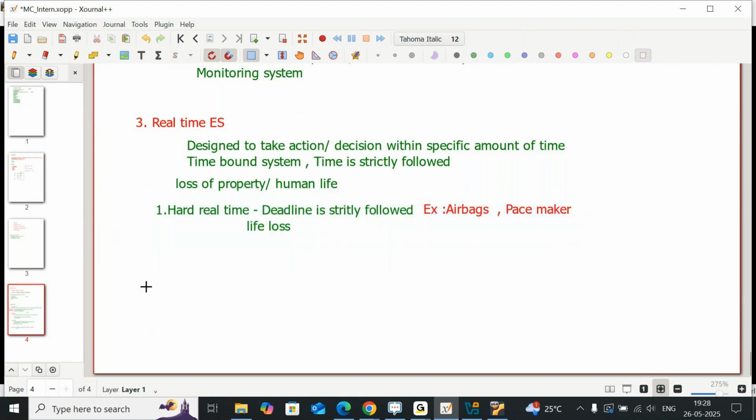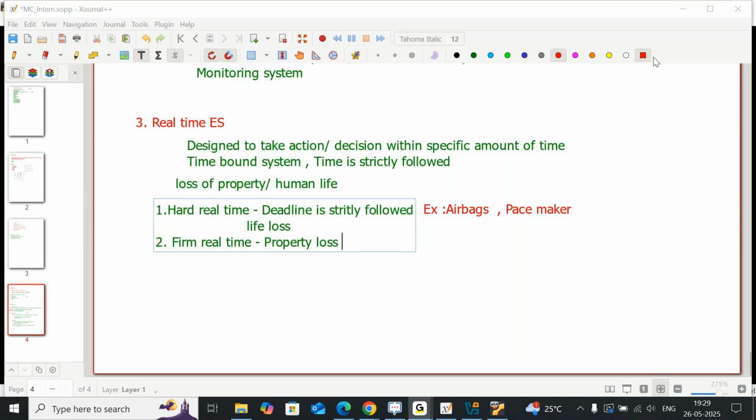Second category is firm real-time. Here also the deadline is very strictly followed, very similar to hard real-time. But if the embedded system does not take a decision within the specified amount of time, it is property loss, not human life loss.